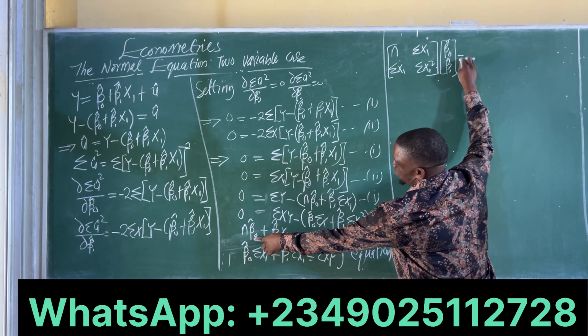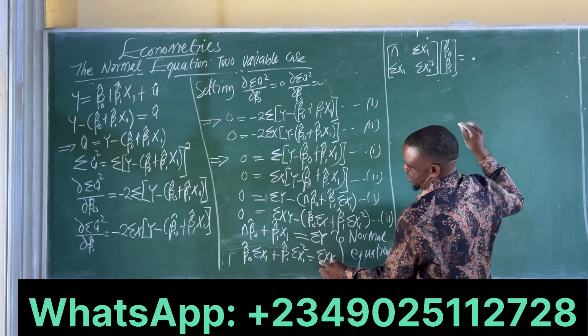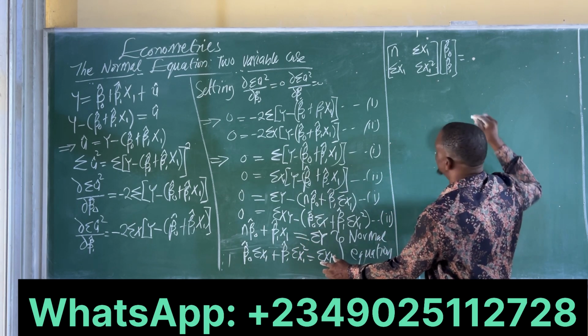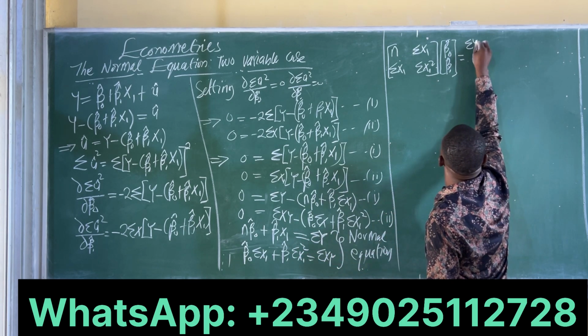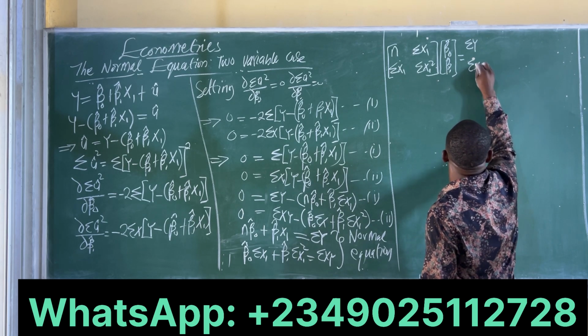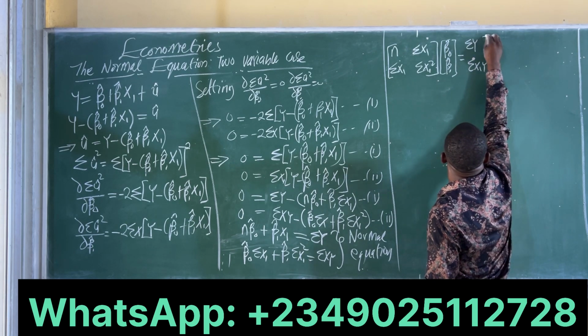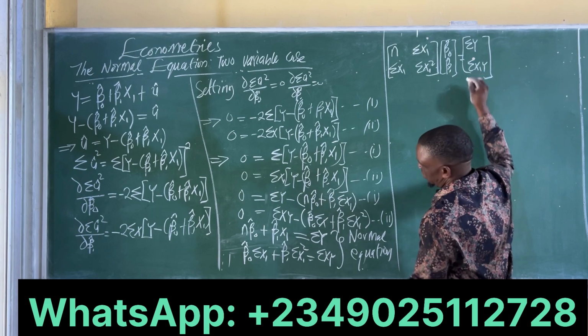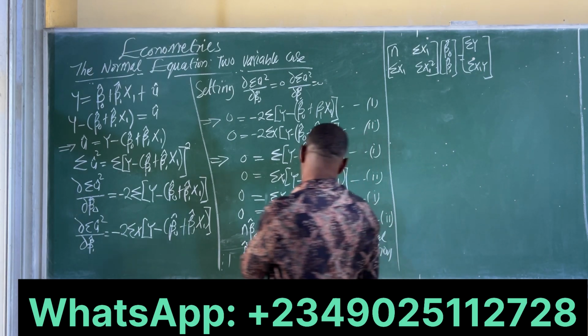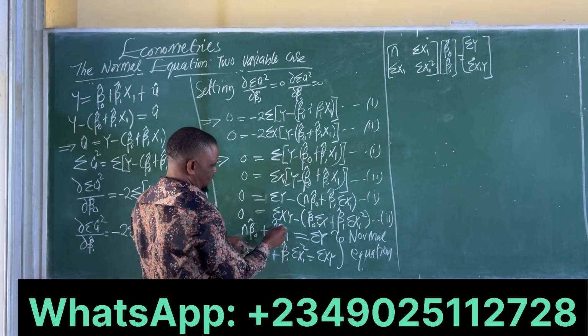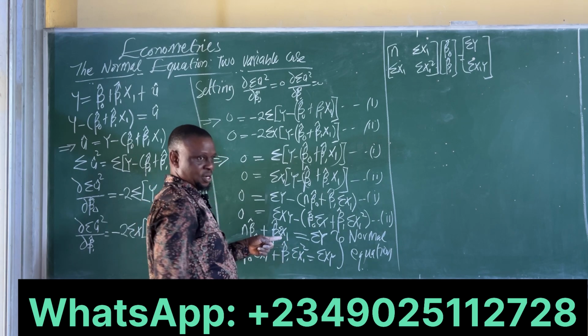So all of that will be equal to, now what we have here as the vector of constants is summation y and summation x1 y. So note that there's a summation sign here. Please, sorry about that.